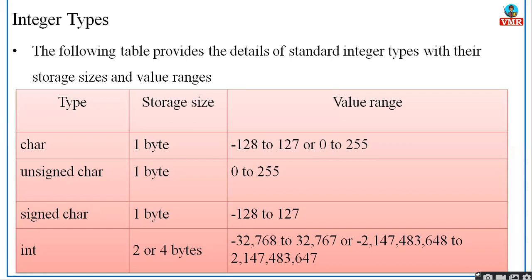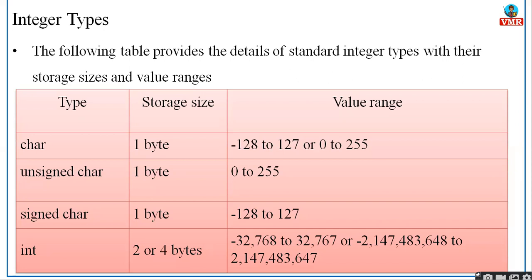First one, character. Character is always 1 byte. You should remember that you assign only one character to the data type char. Its value is -128 to 127 or 0 to 255. For unsigned char, it is 1 byte, the same storage size; for characters it is always 1 byte only. The value is 0 to 255. Unsigned means you are not providing any positive or negative sign, so the range moves to 0 to 255.